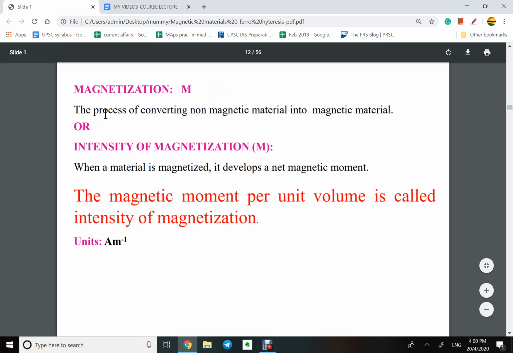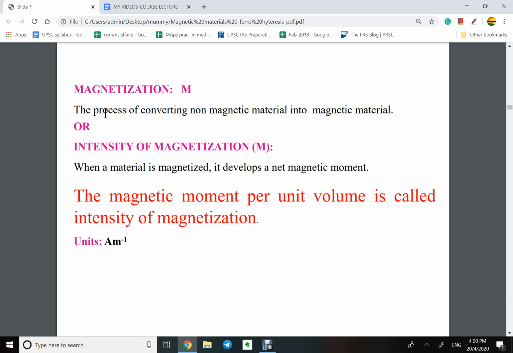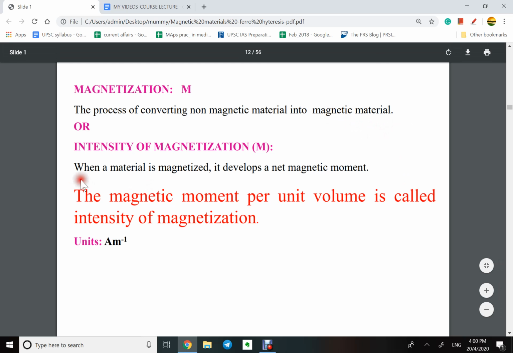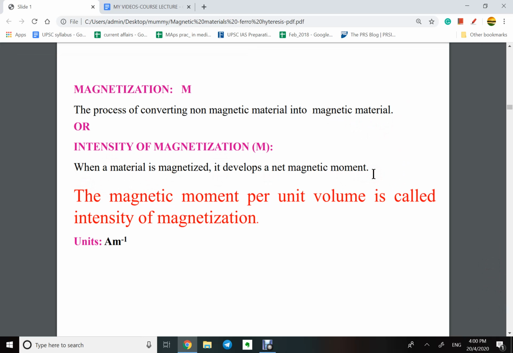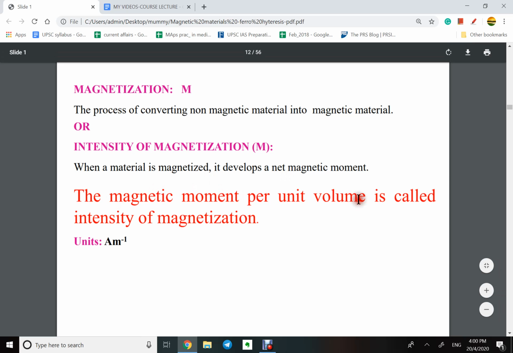So what is magnetization? When you apply the magnetic field to the material, it gets magnetized. The process of converting non-magnetic material into a magnetic material is known as the magnetization. When a material is magnetized, it develops a net magnetic moment. The measure of the magnetic moment only tells about the magnetization acquired by the material. That is how many magnetic moments per unit volume are created when the magnetic field is applied to the material. So the magnetic moment per unit volume is called intensity of magnetization. The unit for magnetization is ampere per meter.